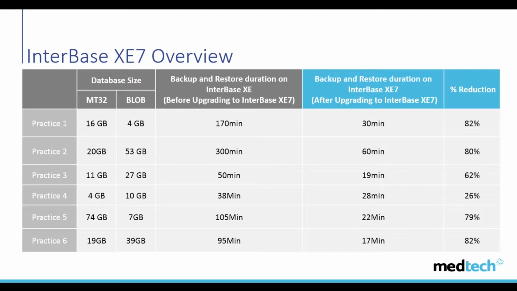I would like to also address the single outlier, which has achieved only a 26% reduction. This value can be explained by the size difference in the MT32 database. As a general rule of thumb, the larger the MT32 database size, the larger the improvement in time taken to complete an Interbase backup and restore.